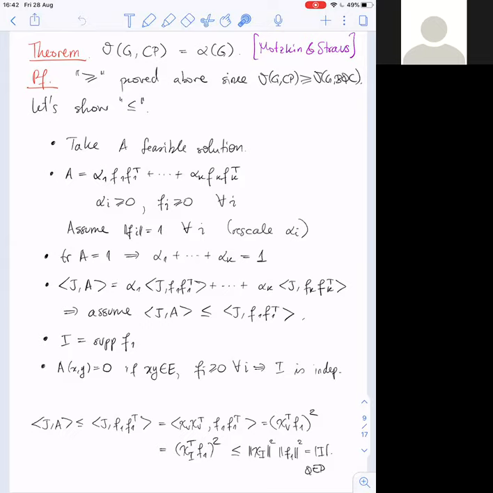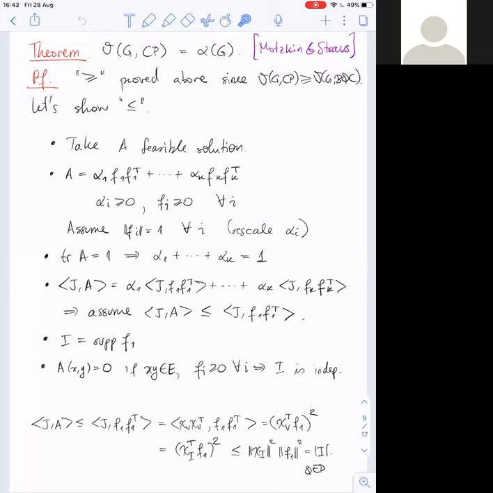All right, so let's assume that JA is actually upper bounded by J times F1 F1 transpose. Now let me say that I is the support of the vector F1. So it's the vertices for which F1 is positive, non-zero. Of course I call this I because this is what's going to be the independent set. So why is I an independent set?